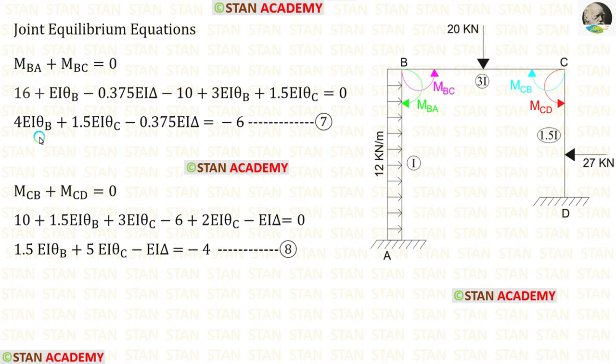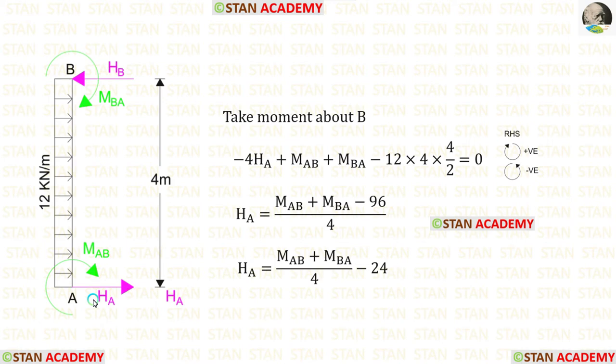In this analysis, there are three unknowns, EI theta B, EI theta C, and EI delta. So we need one more equation. Let us see how to make that. Let us take the column AB and find the horizontal reaction HA. When we do that, we have to always assume that MAB and MBA are acting in the clockwise direction.